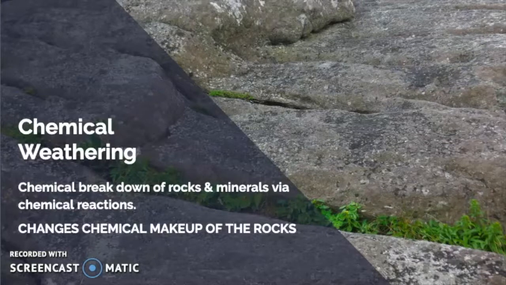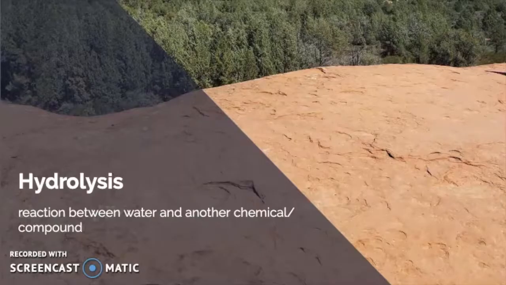All right, so chemical weathering, the definition of chemical weathering is the breakdown of rocks and minerals via chemical reactions. So remember, with physical weathering, there are no chemical changes made to the rocks. It's just physically breaking it down into smaller pieces. But with chemical weathering, we are changing the chemical makeup of the rocks. All right, so there are two main kinds of chemical weathering.